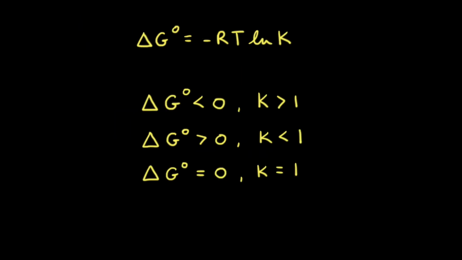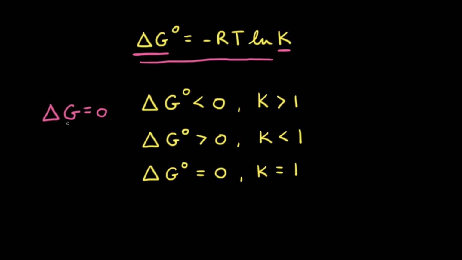Let's summarize what we've learned about the relationship between free energy and equilibrium. The standard change in free energy for a reaction, ΔG°, is related to the equilibrium constant K by this equation. And if we are using this equation, we know the reaction is at equilibrium because we found that equation by setting the instantaneous change in free energy, ΔG, equal to 0.